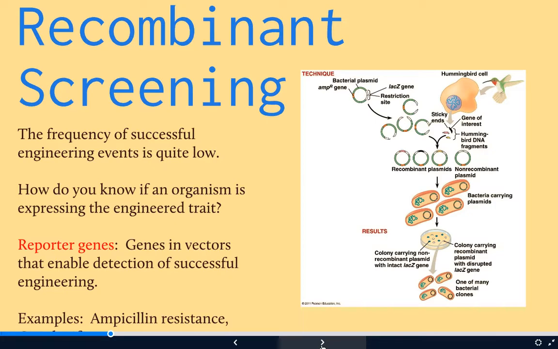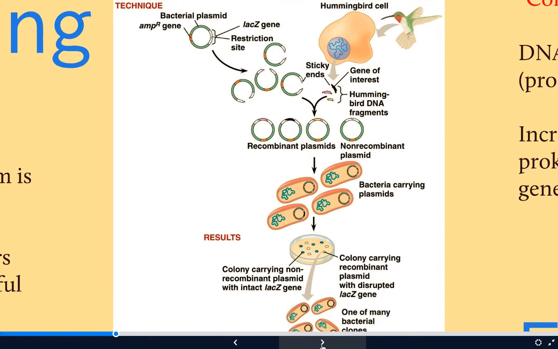Ampicillin is an antibiotic, and so if the bacteria is resistant to the ampicillin, it will survive in an environment that has that antibiotic in it. Okay, so let's take a look again. Here's a bacterial plasmid removed. We've inserted the ampicillin resistance gene into it, you see?